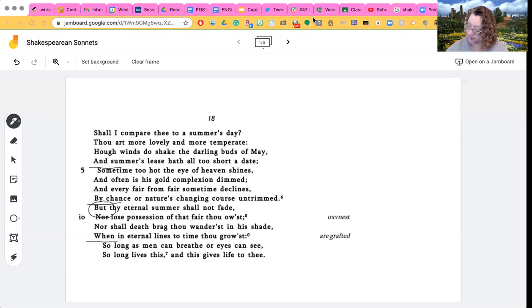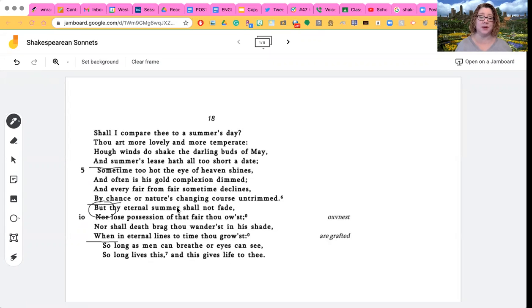Remember also that when we talk about seasons, there are stages of life that go along with that, right? So youth is spring and your prime is like summer, your waning years are like autumn, and then your death is winter. So when he says thy eternal summer, he means the peak of her beauty. And it says it won't fade. That's why she's better than a summer's day. Even death will not diminish your beauty.